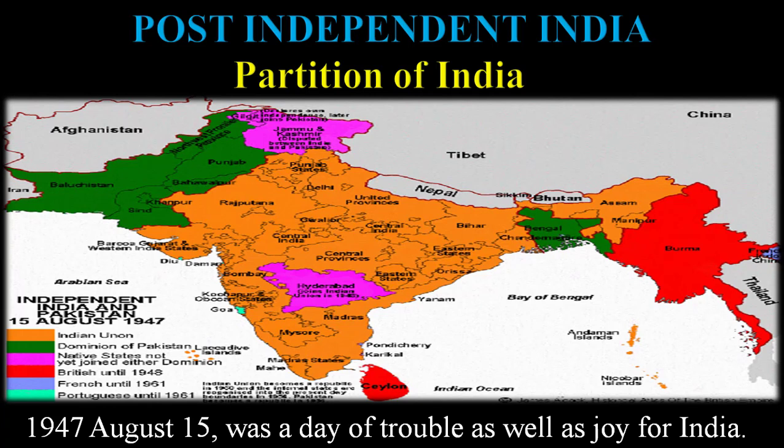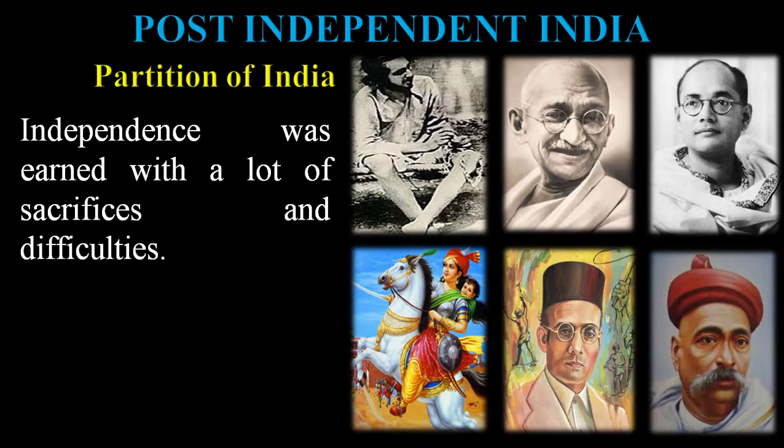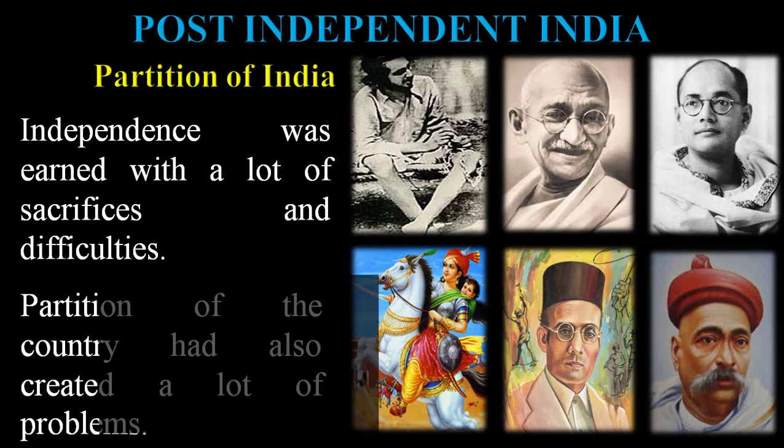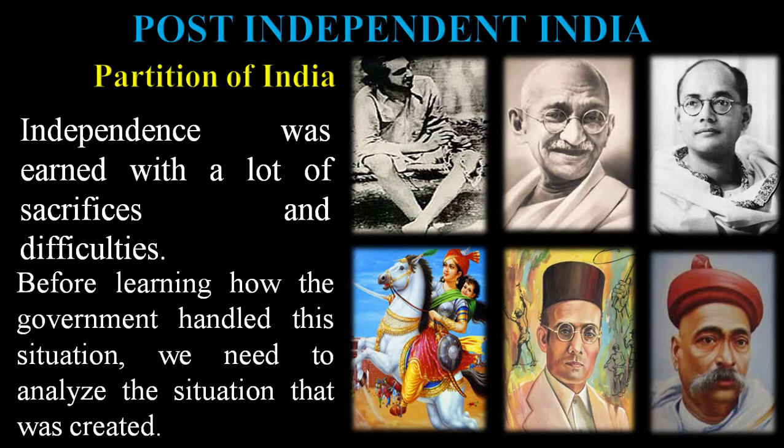When we got the independence in 1947, August 15th was a day of trouble as well as joy for India, because independence was earned with a lot of sacrifices and difficulties. Moreover, the partition of the country had also created a lot of problems. The two nations theory, India and Pakistan, created a lot of problems. And moreover, how we have to solve this situation.